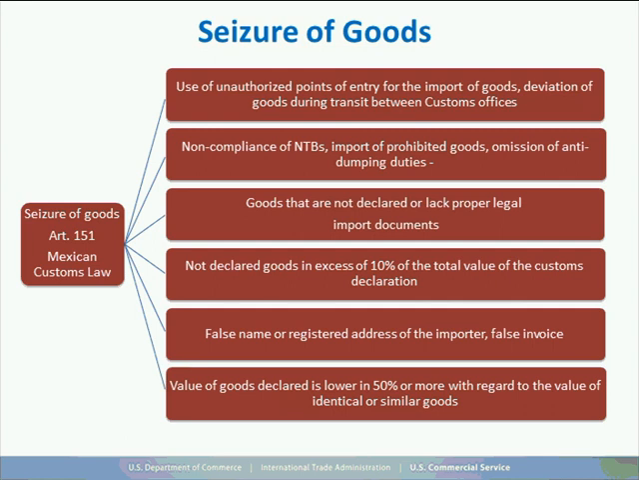And the last one is the value of goods, which is what I mentioned, a new strategy of the Mexican Customs to avoid documented contraband. When value of goods declared is lower in 50% or more with regard to the value of identical or similar goods, they have a big list to compare. And also they monitor previous imports of competition and also of the same company that is making the imports. So they have a way to see, especially when goods are coming from China, when goods are undervalued. So this is a big issue right now in Mexican Customs, which is helping to avoid contraband.